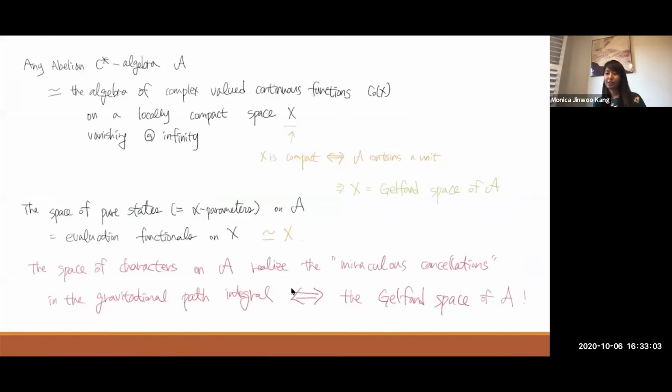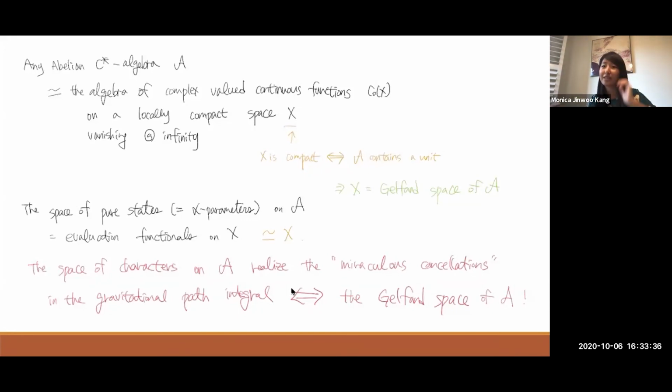So let's look into what it means to have an abelian C-star algebra. An abelian C-star algebra is exactly isomorphic to the algebra of complex-valued continuous functions on a locally compact space, which also have to vanish at infinity. And the space being compact is identical to saying the algebra contains a unit. It's called the Gelfand space of the algebra, so that it can be categorized, coming from the algebraic perspective, to understand what this compact space is.